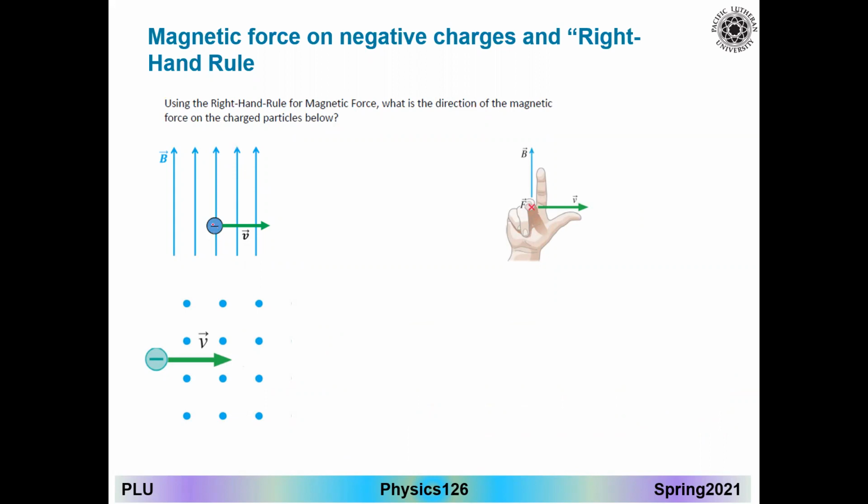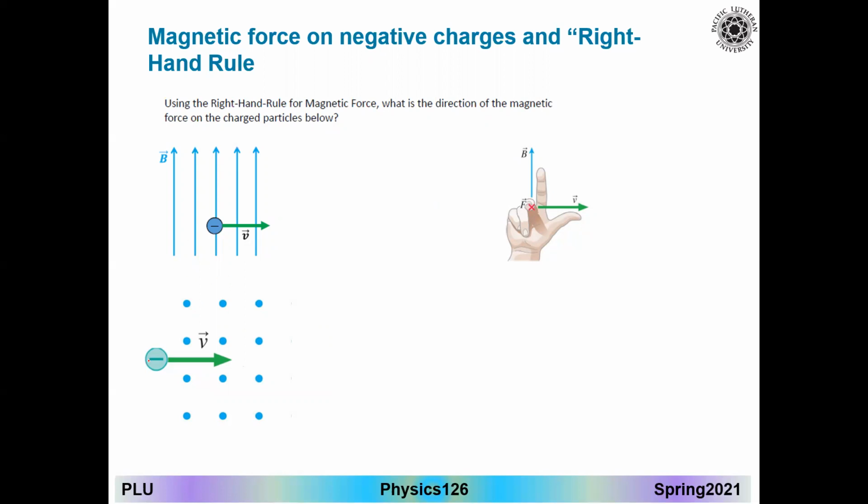But if I have a negative charge, the only difference is to flip the direction, which means in this case the magnetic force will point toward the page, not out of the page. So the only thing you change is the direction of the magnetic force if we have a negative charge. So let's apply it for the second part.